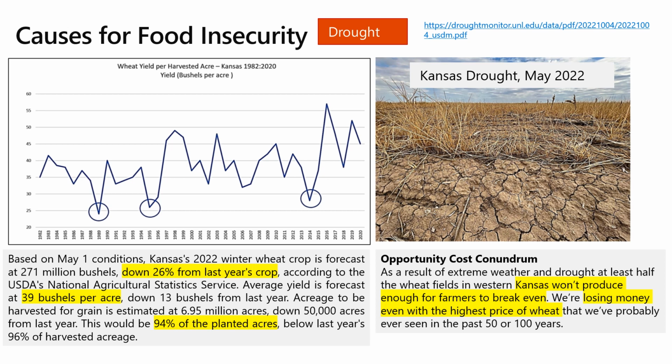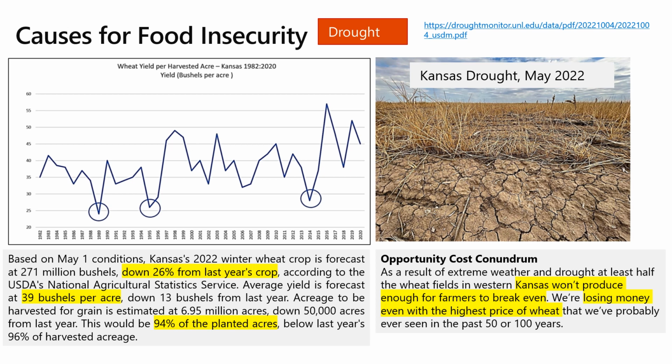Based on May 1 conditions, Kansas' 2022 winter wheat crop is forecast at 271 million bushels, down 26% from last year's crop, according to the USDA's National Agricultural Statistics Service. Average yield is forecast at 39 bushels per acre, down 13 bushels from last year. Acres to be harvested for grain are estimated at 6.95 million acres, down 50,000 acres from last year. This would be 94% of planted acres, below last year's 96% harvested acres. So what did this result in? This resulted in an opportunity cost conundrum for the farmers of Kansas.